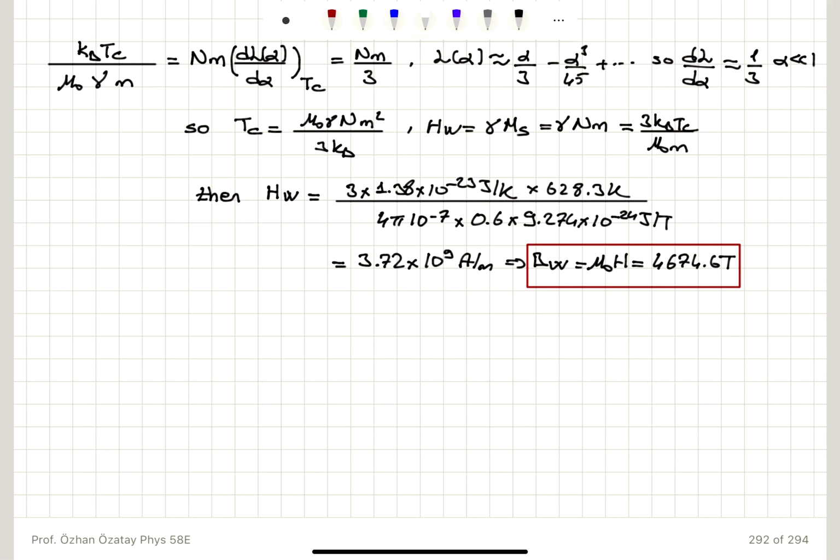Okay, so we can plug in the numbers here. You can see that kB is 1.38 times 10 to the minus 23 joules per Kelvin. Tc was given, and our moment per atom was 0.6 Bohr magnetons. So this gives us 3.72 times 10 to the 9 ampere per meter, or 4,674.6 Tesla.